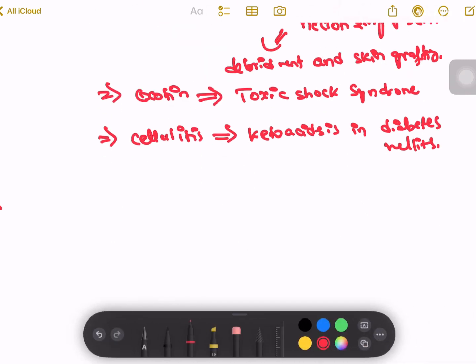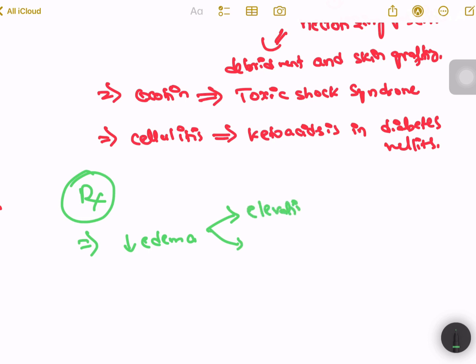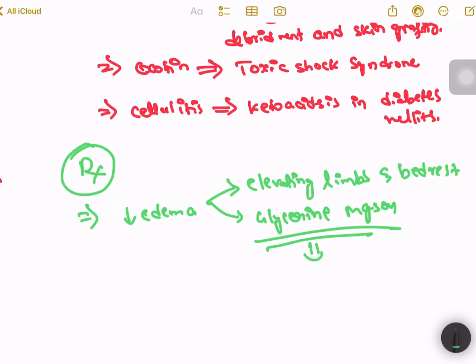Next, coming to the last important part, treatment. First, we have to reduce the edema. Edema can be reduced by elevating limbs and taking bed rest, or we can do the dressing with glycerin magnesium sulfate. This glycerin magnesium sulfate will act as an osmotic agent and it will attract the water out and reduce the edema.